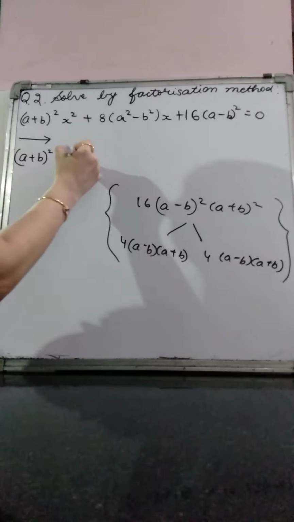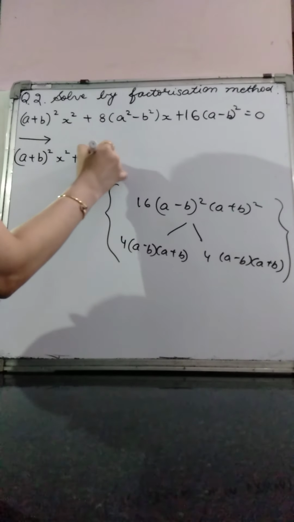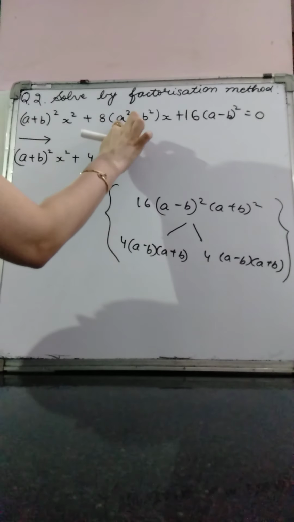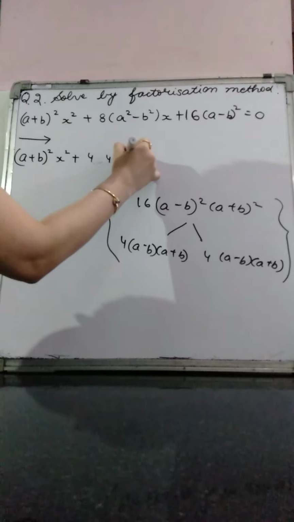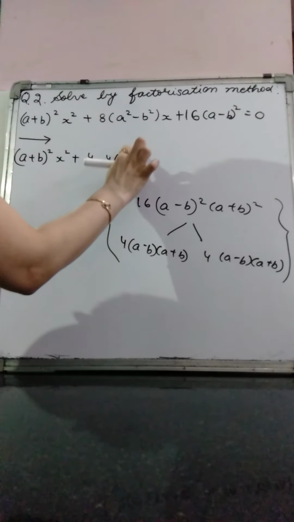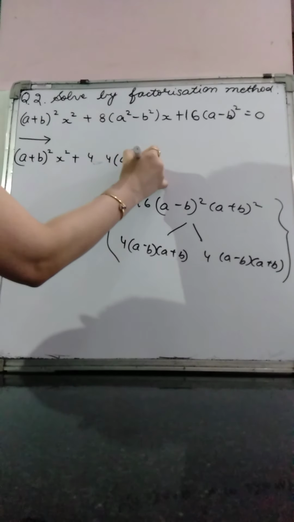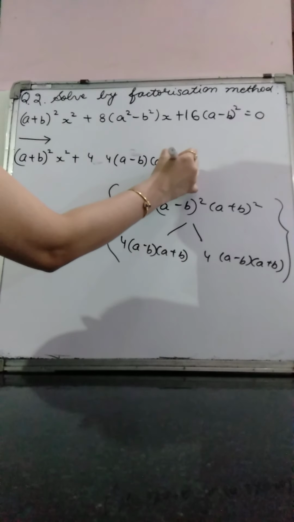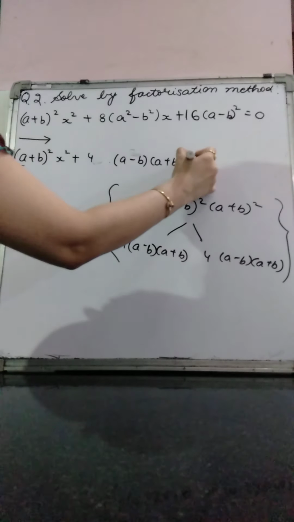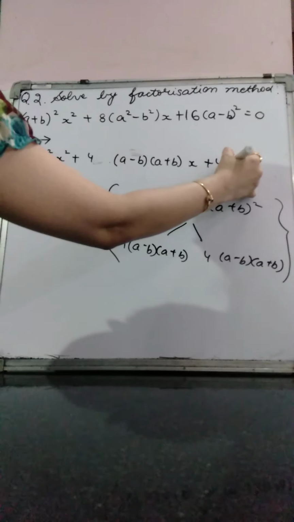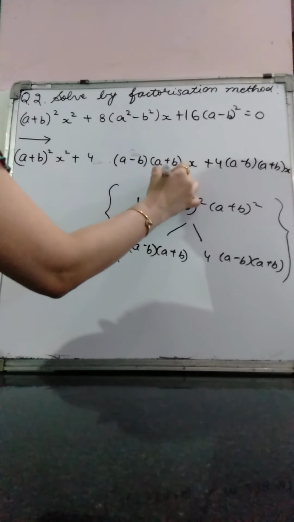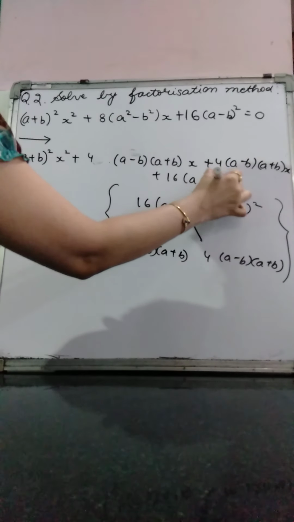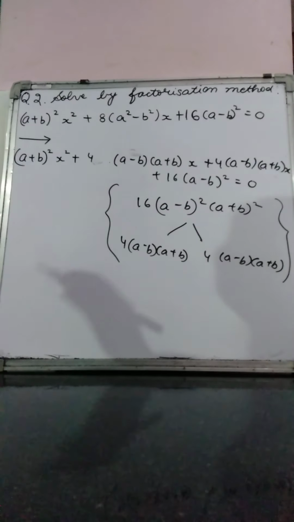Now write 8 as 4 into 4 and 4 plus 4. Split a square minus b square, write it as (a minus b) and (a plus b), plus 4(a minus b) and (a plus b) x plus 16 (a minus b) whole square is equal to 0.